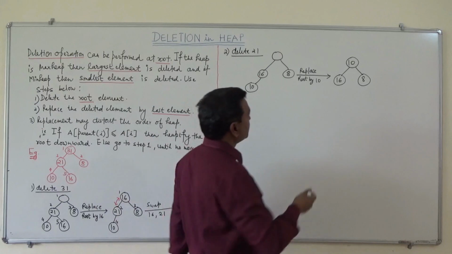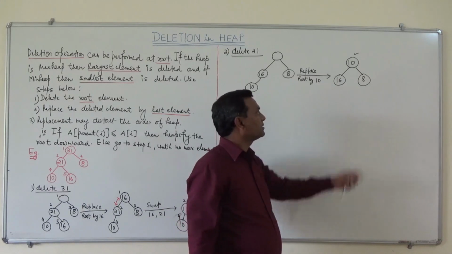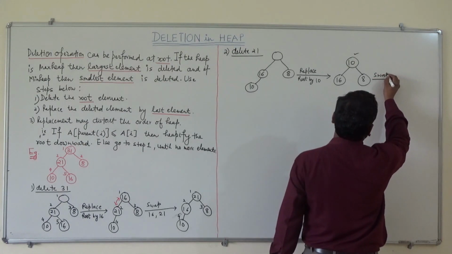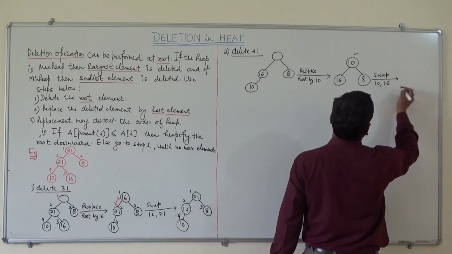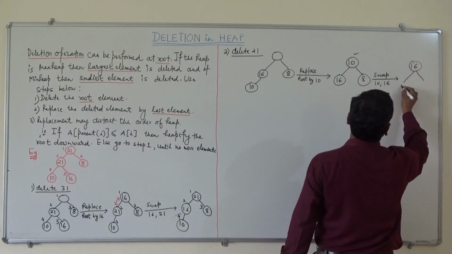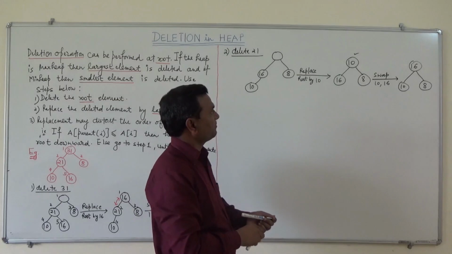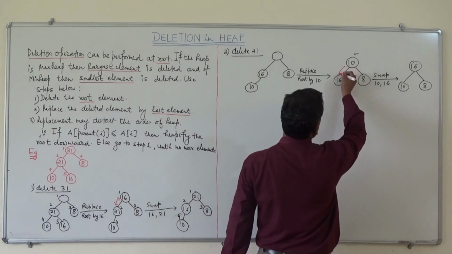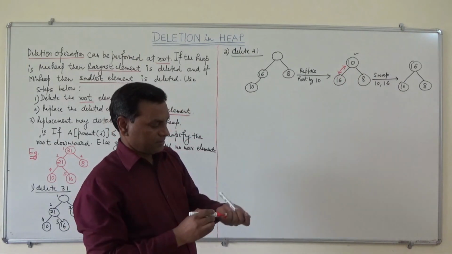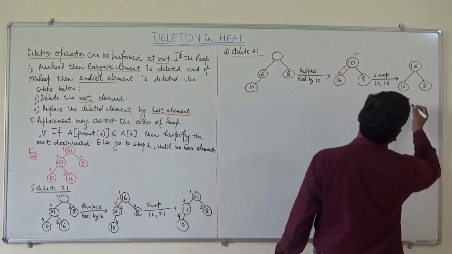Now we'll check whether the parent is greater than its children. Now here this 10 is less than 16. Therefore we will swap 10 and 16. So it comes out to be 16, 10 and 8. So in this way we have swapped this 10 and 16. Now this is the Maxheap now. It has restored its order property.